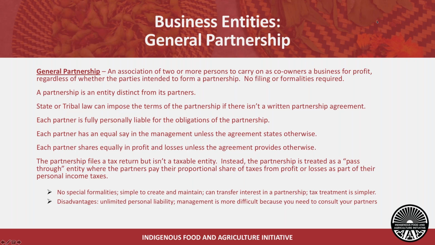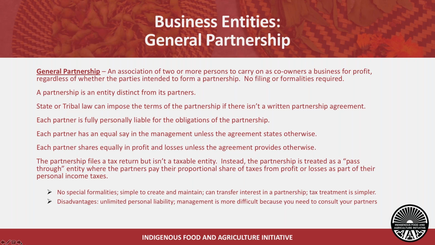And again, there's no special formalities. That's an advantage here. Simple to create and maintain. You can transfer the interest in a partnership, and the tax treatment is fairly simple. But again, there's unlimited personal liability, and management is more difficult because you need to consult your partners, because the assumption is that everyone has equal opportunity in management. And also with that, each person can individually bind the partnership as a function of what we call agency, because each person has equal management authority and can sign contracts on behalf of the entity.